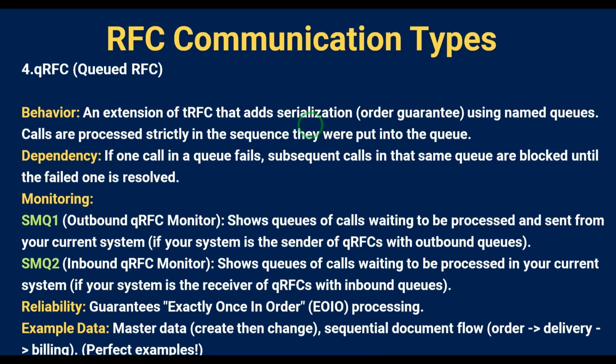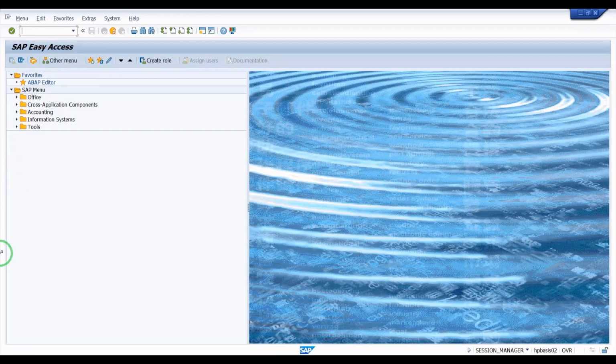We are not going to configure anything, but we have to understand the concept. Queued RFC: outbound queues and inbound queues. Outbound queues we can monitor in SMQ1. Inbound queues we can monitor in SMQ2. SMQ1 is for outbound queues, right?